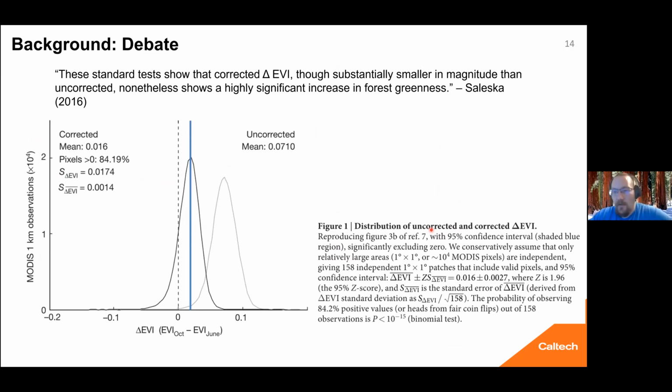But Scott Seleska responded with a paper and said, yeah, that might be true. The BRDF correction may reduce the magnitude of the greenness that we see, but we're still seeing a green up, and it's statistically significant. What Scott did basically in this paper is just test Douglas Morton's results for statistical significance, and it's still statistically significantly greater than 0. So they argue that, yeah, we are indeed seeing this green up during the dry season and during this drought. Or I should say they saw a positive anomaly in greenness during the drought.